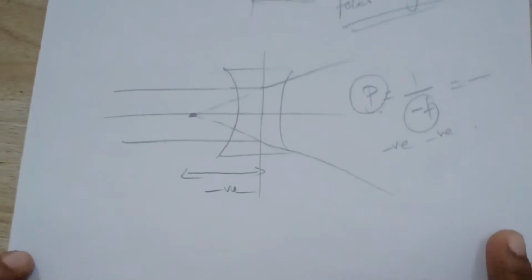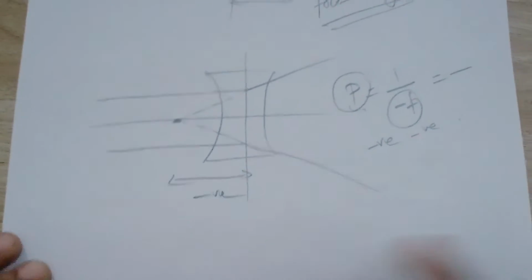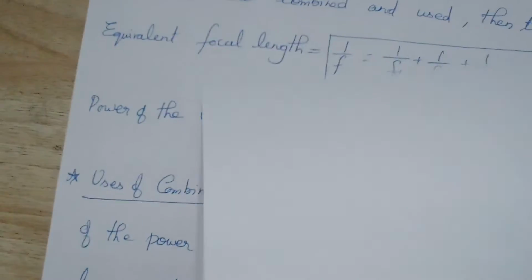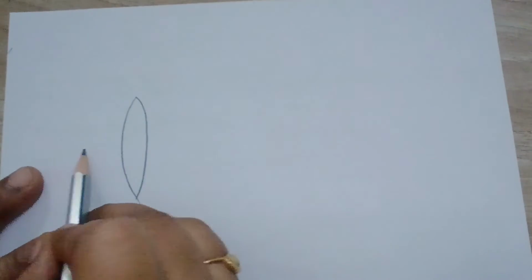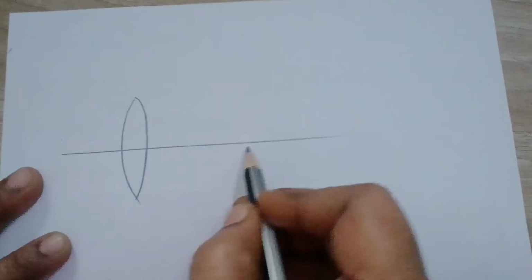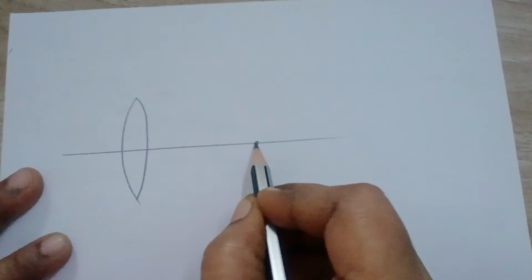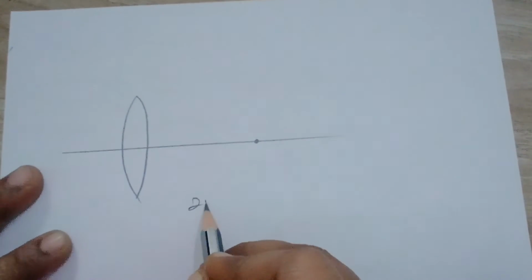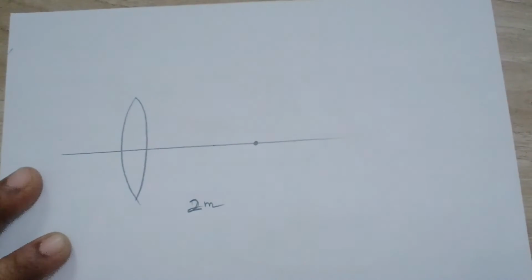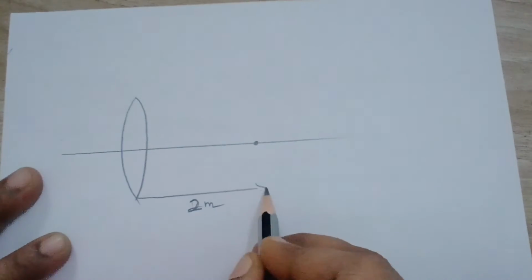For example, see here, this is one convex lens with a focal length of, for example, 2 meters. For convenience, we'll take 2 meters. Okay, so this is your focal length.